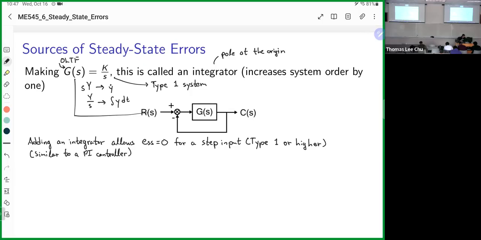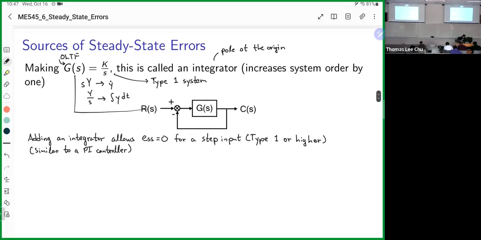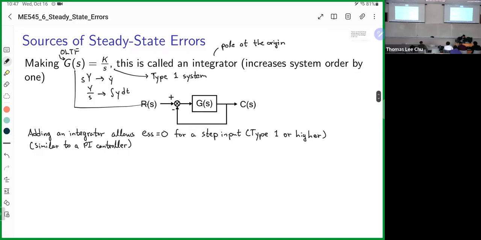Almost the same, but slightly different. Okay, so now we're going to derive this same thing again, where we have error here, and let's do the same thing. We assume ESS is equal to 0, which implies that our output at steady state is equal to our input at steady state, which is non-zero for step input.